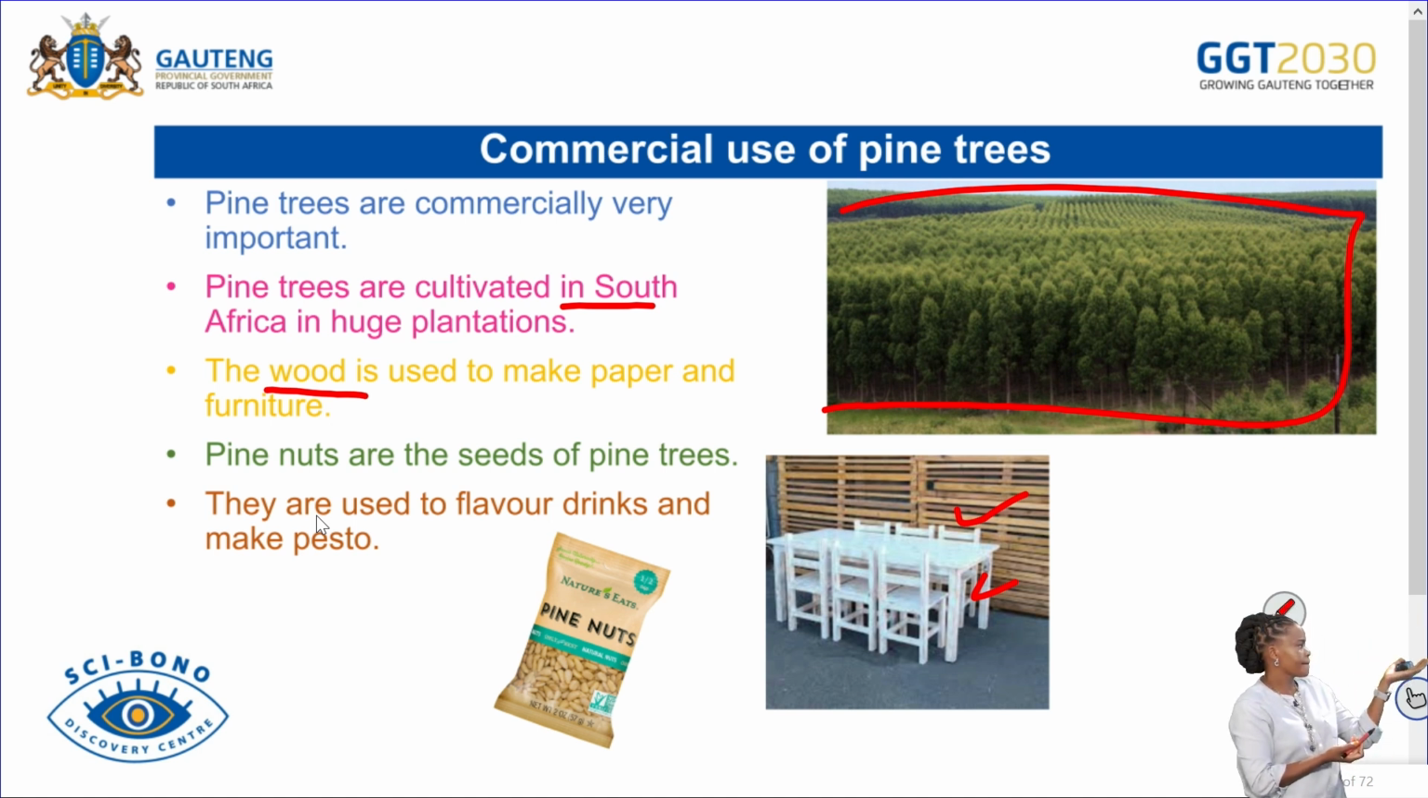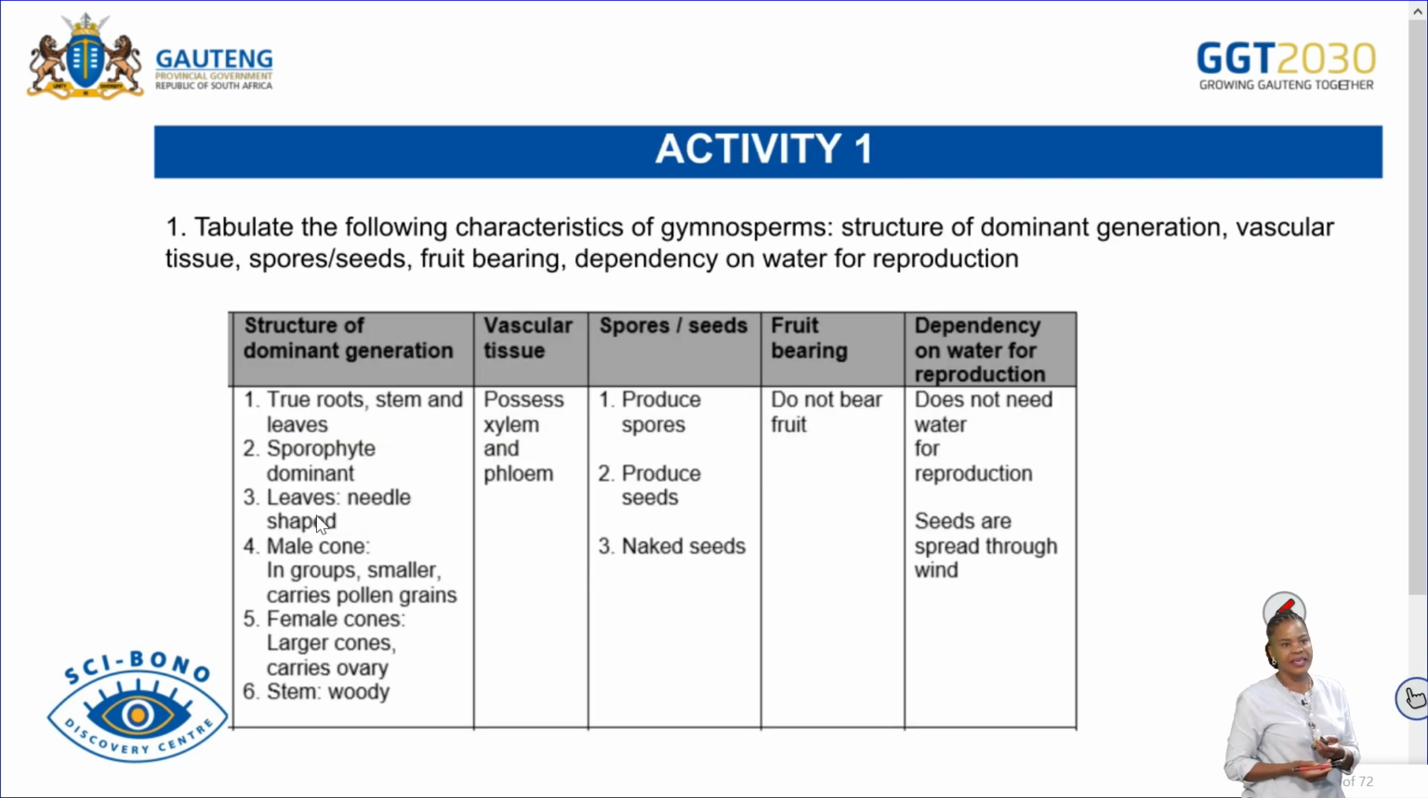They are also used to flavor. They also produce the nuts, which are the seeds of the pine. These nuts are usually used to flavor drinks as well as to make a good pesto. So they are very commercial. You can see the pine nuts there. These pine nuts are made out of the seeds. So they give us those commercial importances.